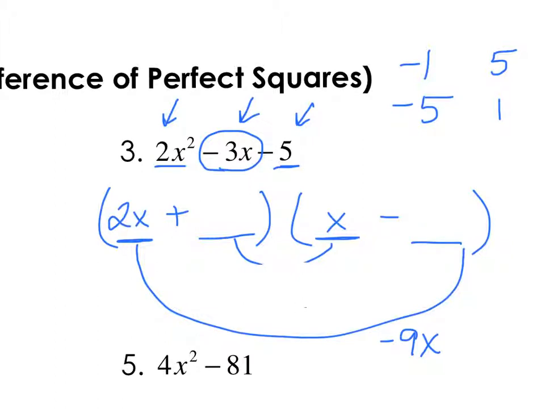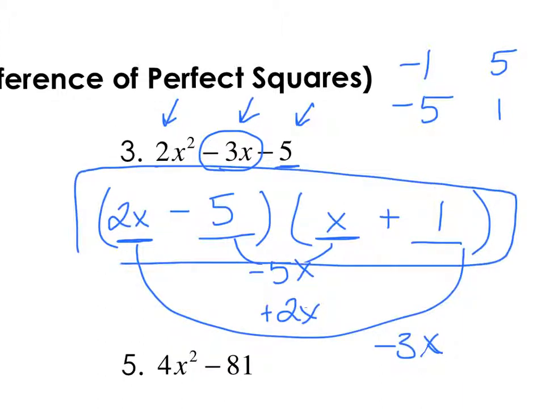So what happens if I put the 5 here and the 1 there? 5 times x is 5x, 2x times negative 1 is negative 2x, and if I add those together, I'm going to get a positive 3x, but I want a negative 3x. So when that happens, when you get the number correct but not the sign, just change the signs. So this is going to be negative, that's going to be positive, and now I'm going to get that negative 3x. So your answer is 2x minus 5 times x plus 1.